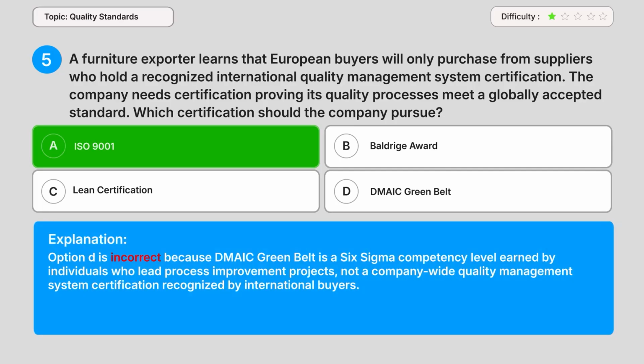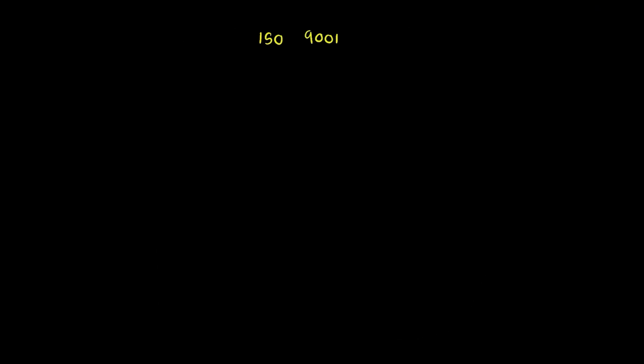Option D is incorrect because DMAIC Green Belt is a Six Sigma competency level earned by individuals who lead process improvement projects, not a company-wide quality management system certification recognized by international buyers. This one is about international credibility. A furniture exporter needs a certification that tells European buyers, we have a proven documented quality management system. That certification is ISO 9001.